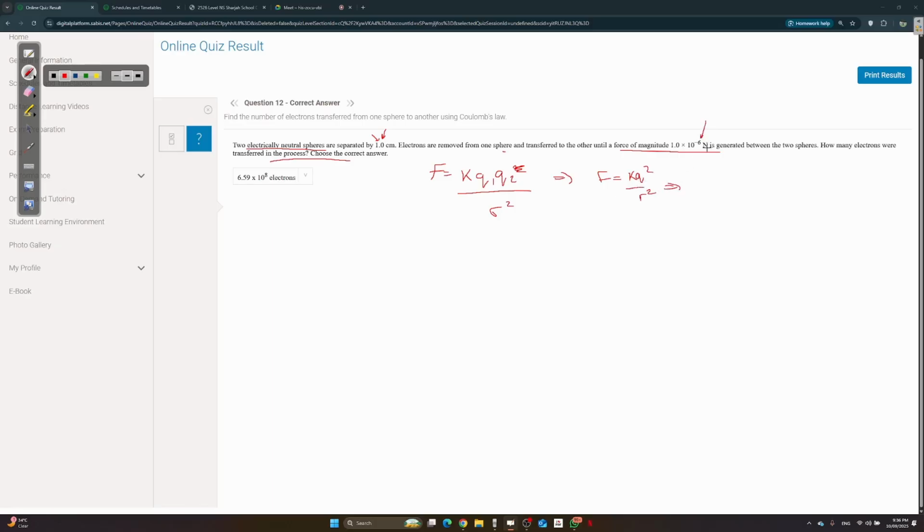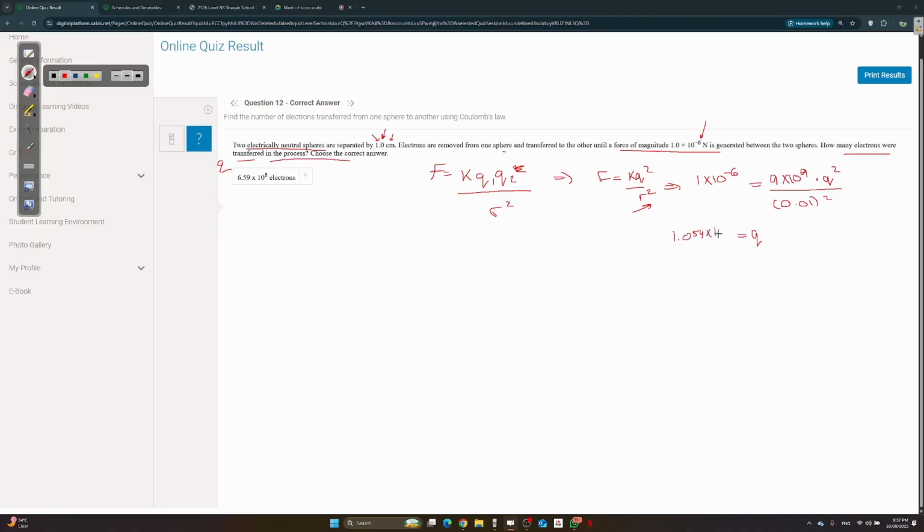What is F? F is 1 times 10 to the minus 6. Equals K, which is 9 times 10 to the power 9. And then the Q squared, we don't know it, because they're asking us how many electrons. Basically, that means they're asking us about the charge. Over R squared, what's the distance between them? 0.01 squared.